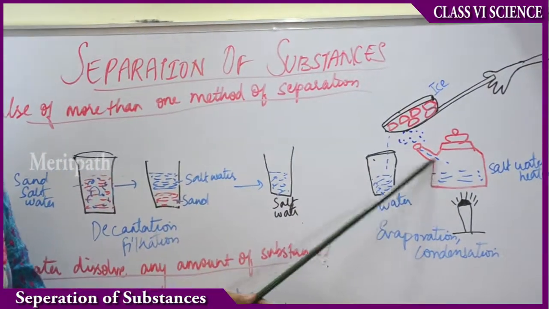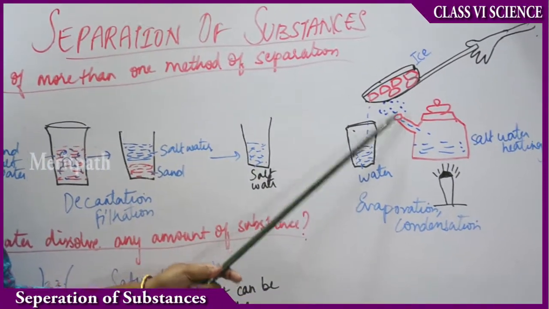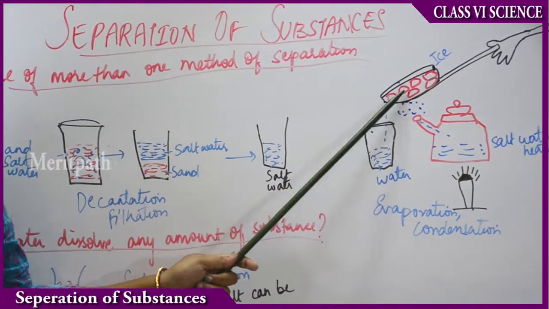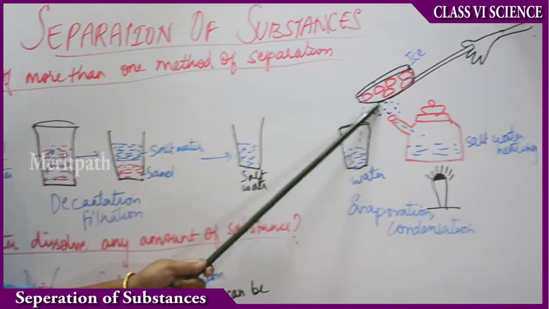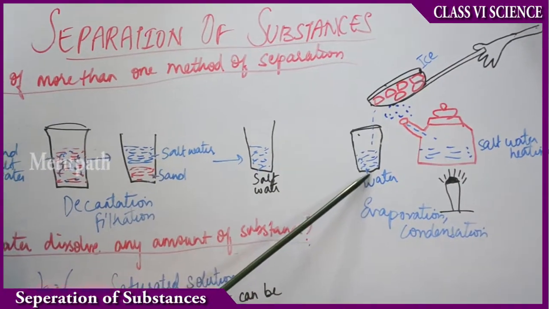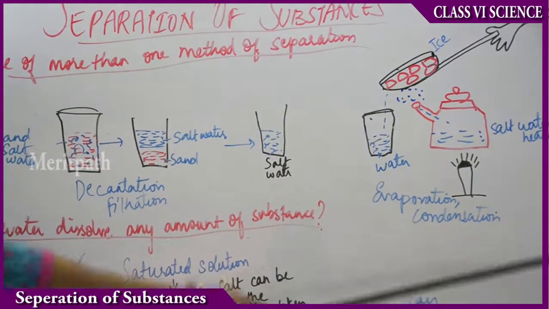Because again here the temperatures are higher, and as the water vapor reaches the ice, the temperatures are cooler. Then what happens? This water vapor condenses here and turns back into water. So here also two methods are happening.